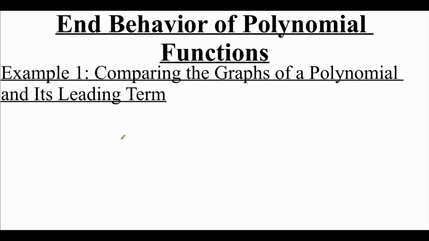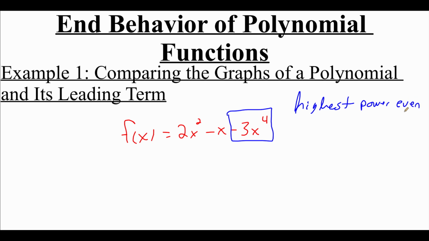Now we're going to take a look at another function in here. So we're going to do the function f of x equals 2x squared minus x minus 3x to the fourth. And again, the only thing I care about in this function is the term with the highest power. So I'm looking at that negative 3x to the fourth on the back end. I can see that the highest power is even, so that means both sides of my graph should do the same thing. And I can also see that my leading coefficient is negative. So that means my graph has to go down on the left-hand side and also down on the right-hand side.